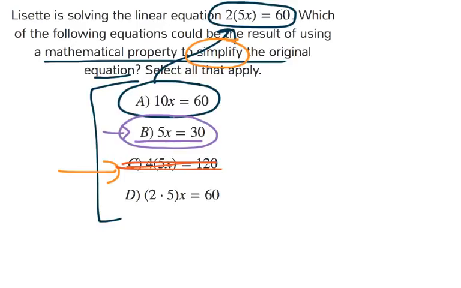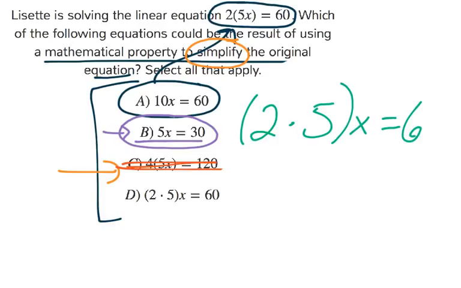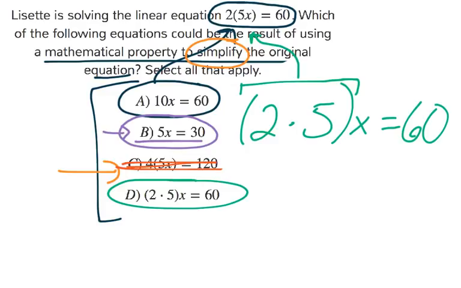Last one to check here is D. D is 2 times 5 times x equals 60. You can see the only difference is they are multiplying the 2 and the 5 before the 5 and the x, which are in parentheses up top. By the associative property, you can regroup numbers and variables that are being multiplied or added, and in this case we just move the parentheses to the 2 and the 5 instead of the 5 and the x. So that is also true. My answer is A, B, and D.